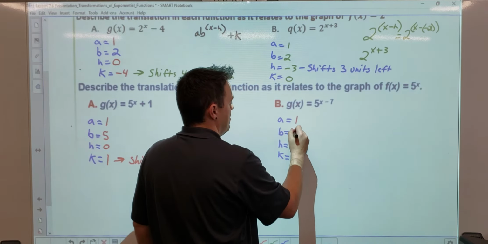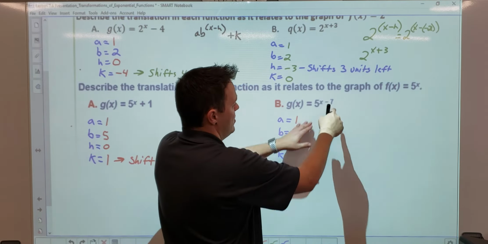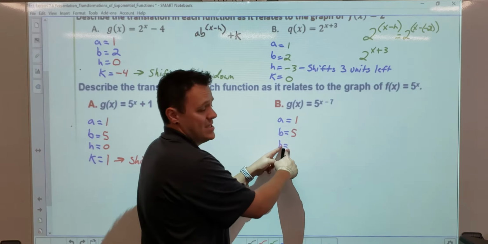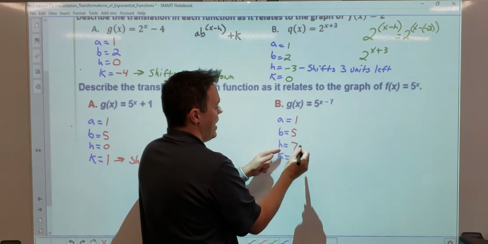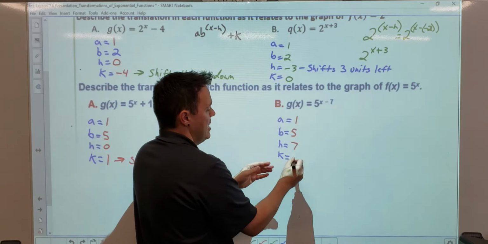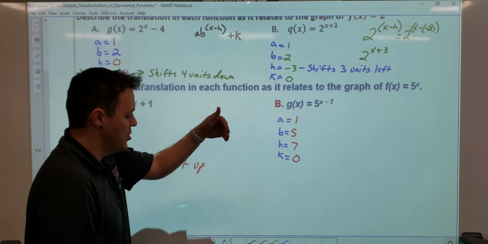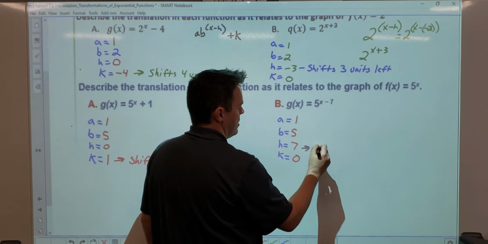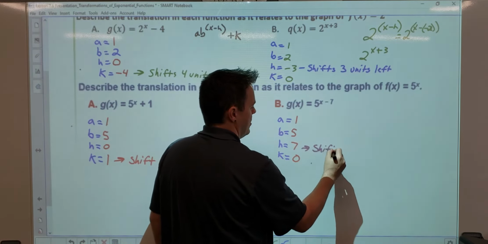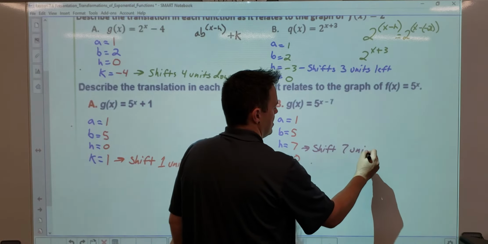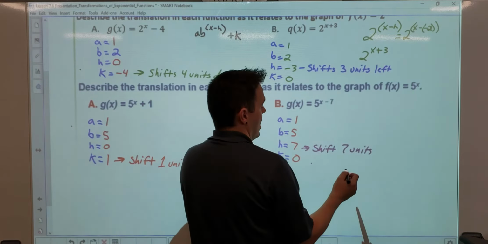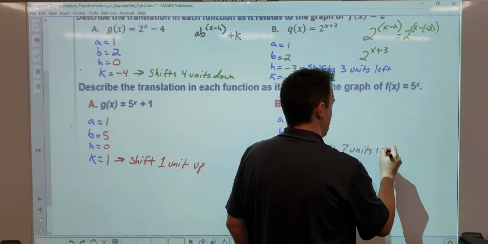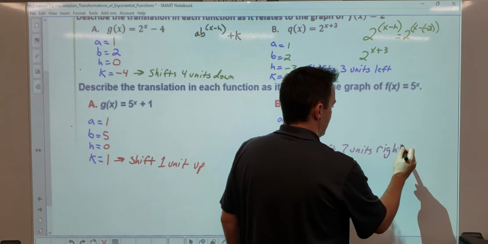Okay, this one is the same way. My a is 1, b is 5, my h now is a negative 7. Remember, it's supposed to be x minus 7. So my h is not a negative number, it's actually going to be a positive 7. Okay, and then my k is 0. And then when you graph that one, you'll get the same predecessor, which means this one here will shift 7 units right, because it is a positive number, okay?